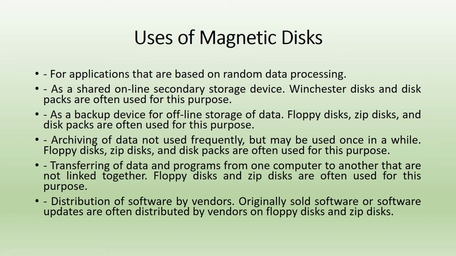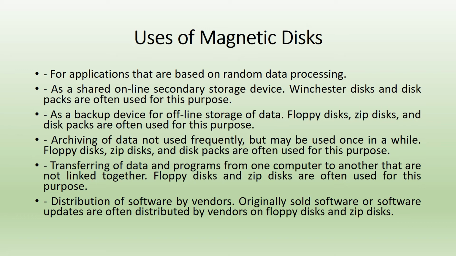Next use is as an online secondary storage device. Winchester disk and disk pack are often used for this purpose. Another use is as a backup device for offline storage of data. Floppy disk, zip disk, and disk packs are often used for this purpose. And of course, we can also add here USBs, external drives, SD drives. Nowadays, we have the cloud, like for example, Google Drive and so on. So these are some of the uses of this magnetic disk.